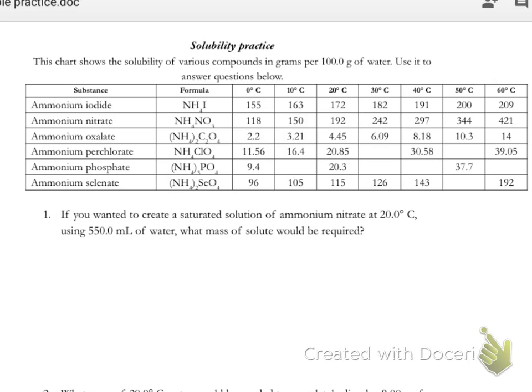If you want to create a saturated solution of ammonium nitrate at 20 degrees Celsius using 550 milliliters of water, what mass of solute would be required? I'm going to start off by finding ammonium nitrate, and that's right here. And I'm going to find the mass of ammonium nitrate that I should be able to dissolve in 100 grams of water, right there. And it's 192 grams of ammonium nitrate.